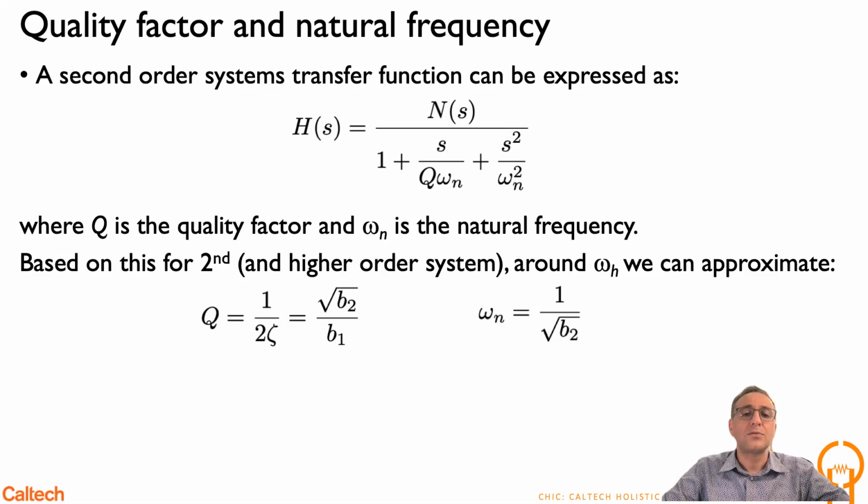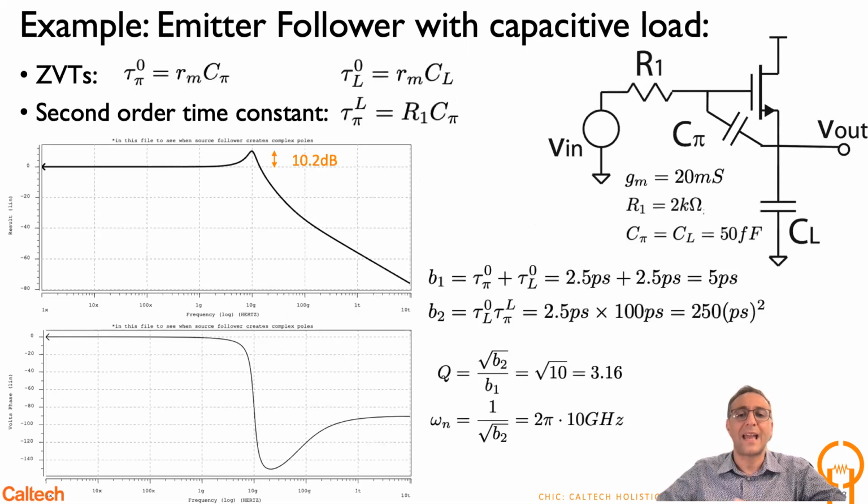Now, if you look at these two, you can see that the quality factor, which is 1/2 the damping factor zeta, is basically the square root of B2 over B1. So you can estimate B2 from the dominant time constants, and B1 you've already calculated from ZVT, and that gives you an estimate of the quality factor. The natural frequency can also be estimated from 1 over the square root of B2. So this is an example, right?